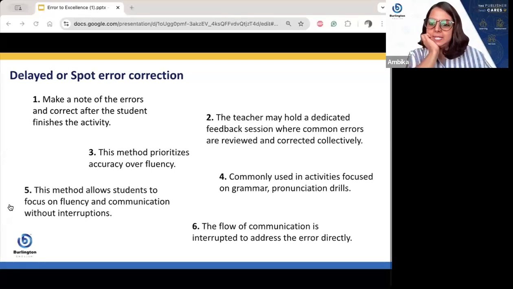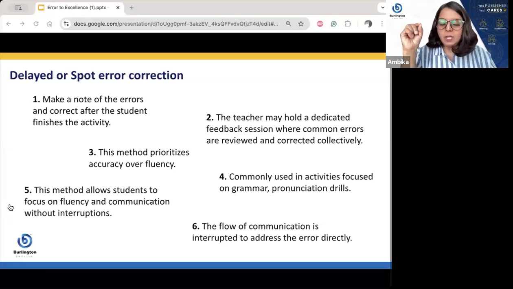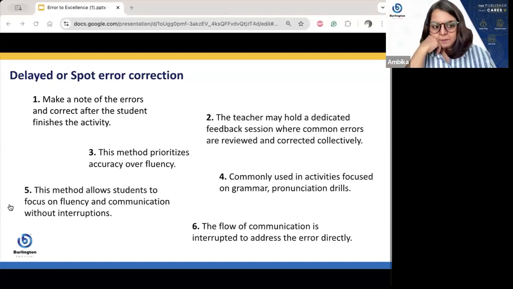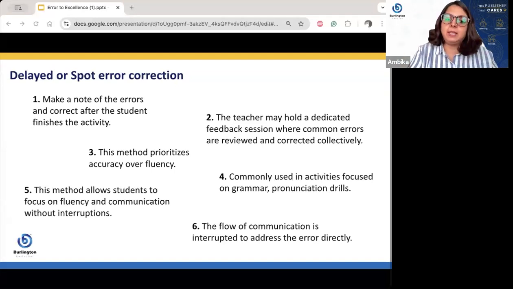Third one is a delayed spot. Most of them are saying spot. Fantastic. It is spot. So in a spot correction, you're focusing on the accuracy part of it. So even if it is speech or even if it's written, even if it's grammar, you actually correct it on the spot. Fourth one. Fantastic. So it's a very good way of doing it in the grammar and the pronunciation classes. You can just immediately go into your spot. Then the fifth one.